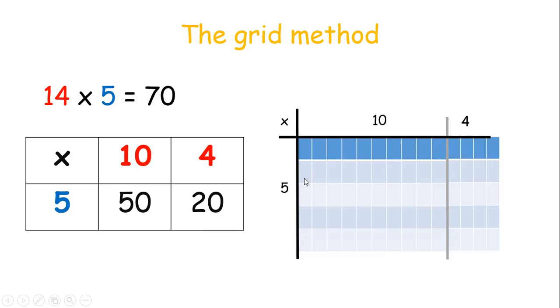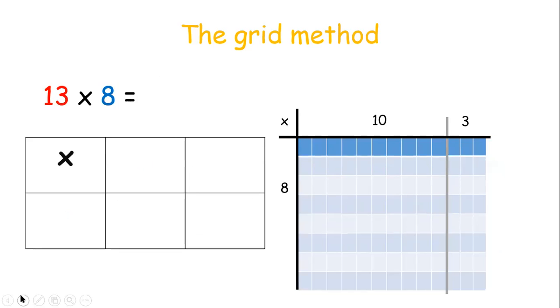Now, like I said, this is a picture version. So you can see that they're using the picture of rods, the tens rods. They've got 5 of them there, and then they've got 4 ones here to try and show 10 times 5 and 4 times 5. So you'd have to count all of those, which is quite a lot, isn't it, to work out.